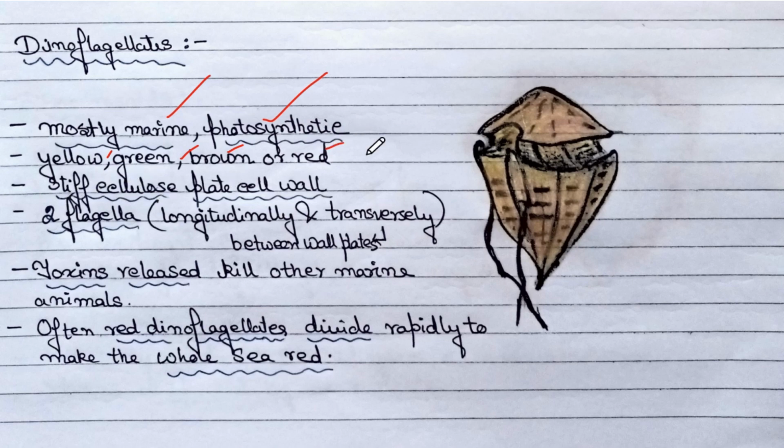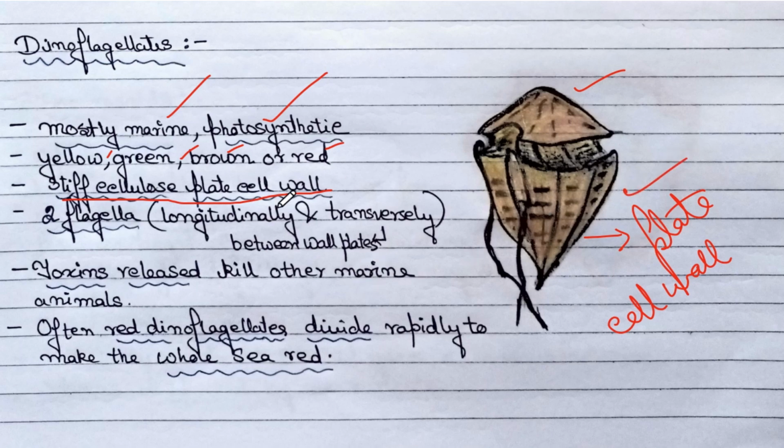And they have a very stiff cellulose plate cell wall. They generally have two flagella. And toxin released from dinoflagellates can kill other marine animals.